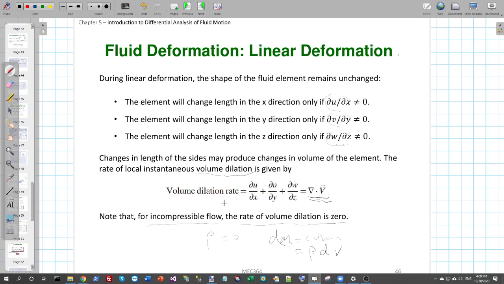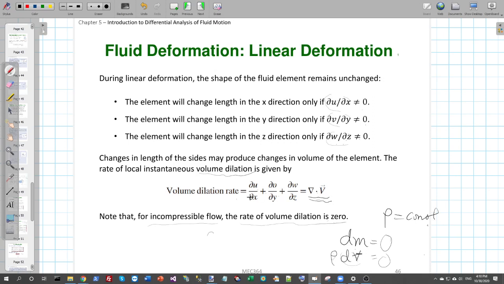And for incompressible flow, what does incompressible flow mean? For incompressible flow, you have rho equal to constant. Due to mass conservation, we need dm to be zero, because d means changes, differentials. From mass conservation we know there's no mass change, so dm has to be 0. And dm can be rho times dV, so dV has to be 0. Because rho is constant, dV equal to 0 means there's no volume change, so the volume has to be constant. There's no change of the volume with time.